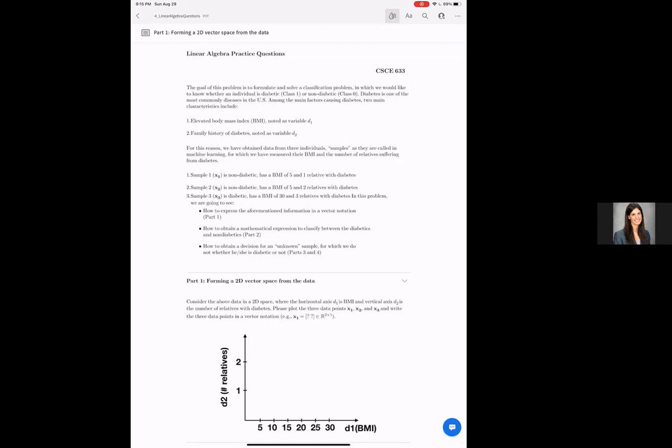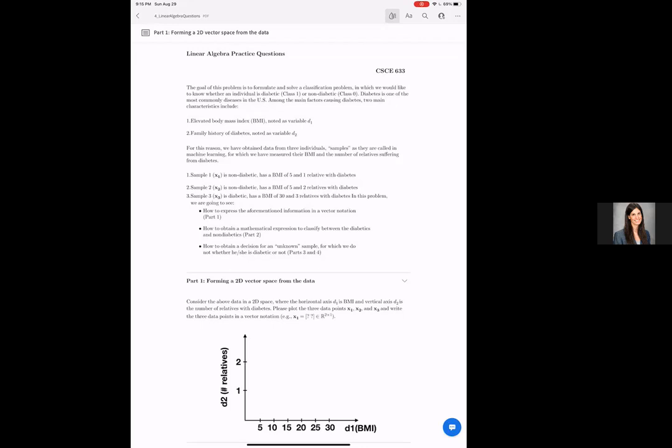So sample X1 is a non-diabetic sample. This is the label for this specific participant. His or her BMI is 5, and he has 1 relative with diabetes. Sample X2 is non-diabetic with a BMI of 5 and 2 relatives with diabetes. And sample X3 is diabetic with a BMI of 30 and 3 relatives with diabetes.